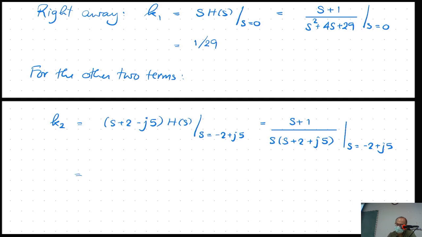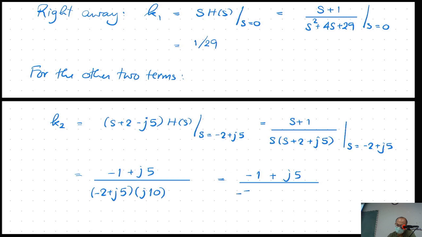And if we plug in S equal to this into this guy, we're going to get minus 1 plus j5 as the numerator, while the denominator is minus 2 plus j5 times j10. Okay, and that would be minus 1 plus j5 over minus 50 minus j20.